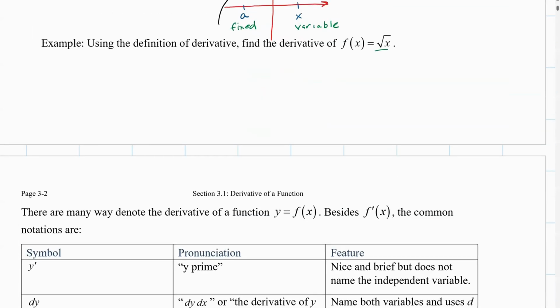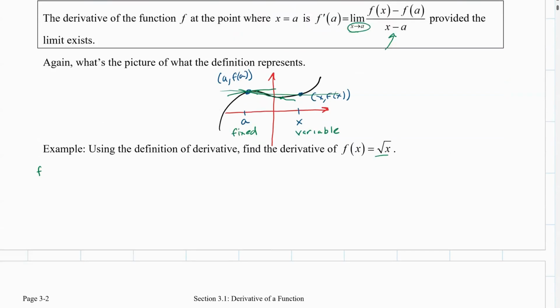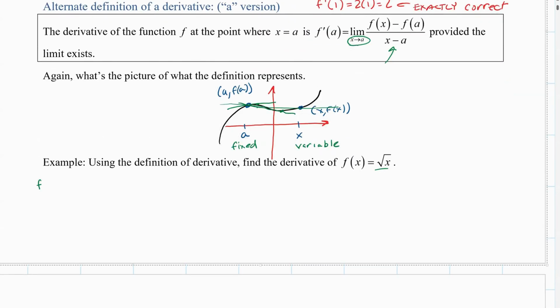root function. All right? Again, I want to find the derivative of f of x when f of x is the square root of x. And please note that this gives us a function f prime of a. So f prime of a is the limit as x approaches a of f of x minus f of a over x minus a.